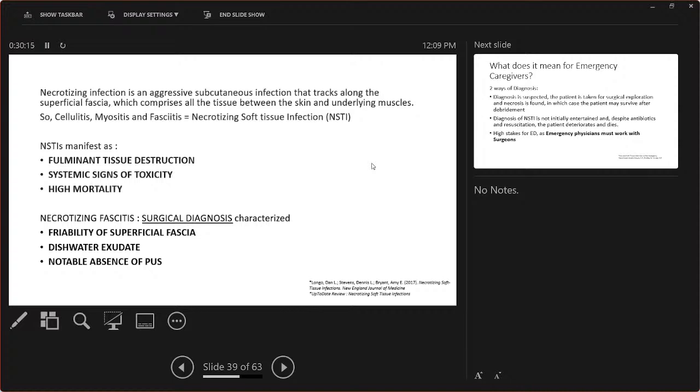causing myositis. So necrotizing soft tissue infection, also known as NSTI, manifests as permanent tissue destruction, systemic signs of toxicity, high mortality. It is mainly a surgical diagnosis which is characterized by the friability of superficial fascia, dishwater exudate, and a notable absence of pus.